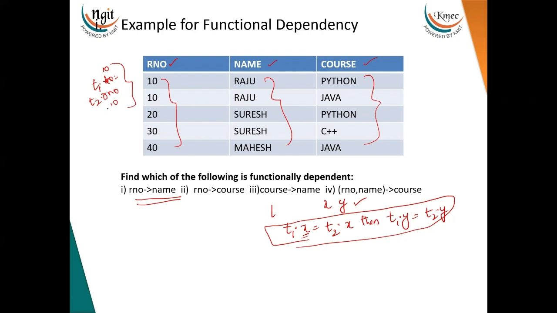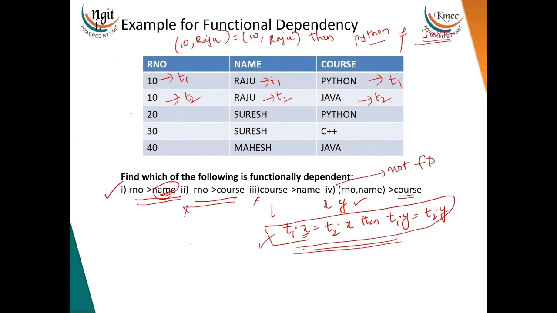So if the values are matching, then there must definitely exist matching values for both tuples under the name column, because we are checking for the name column. T1.name is equal to T2.name. Under T1.name, what is the value we have? We have Raju. Similarly, under T2.name, we have Raju. So here we have the same value. When this condition is satisfied, you can say that roll number tends to name. These are functionally dependent. So we have identified that the first option is functionally dependent.